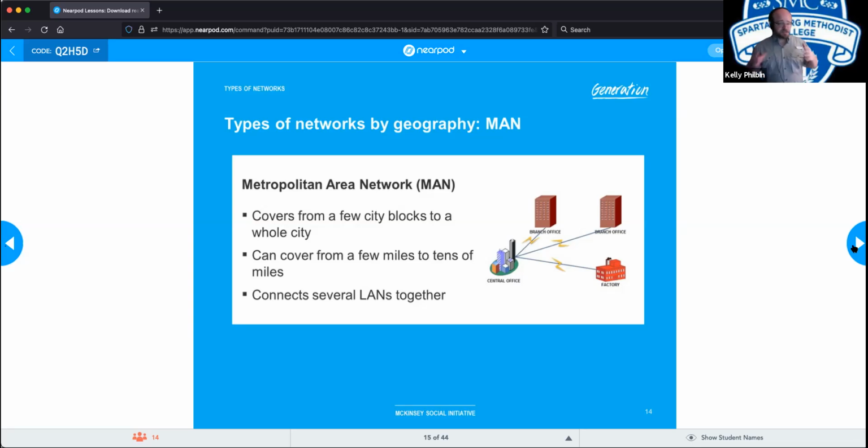So we have the PAN, which is your personal thing within arm's reach. When we go to the LAN, it's about the size of a building. Now we get to the MAN, multiple buildings together within the same metro area, and it's a connection of multiple LANs. Questions with regards to a MAN?